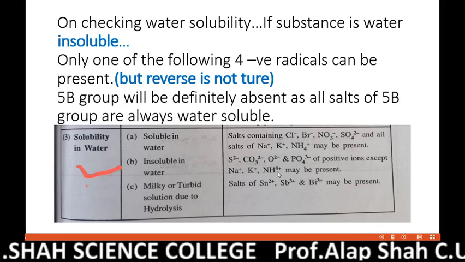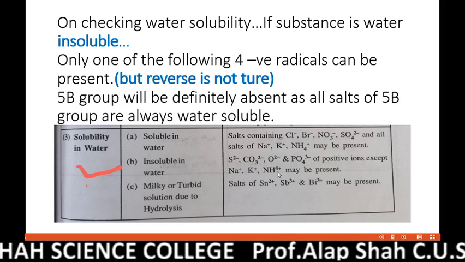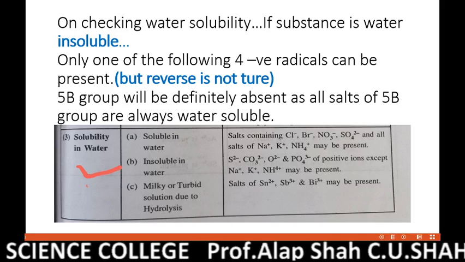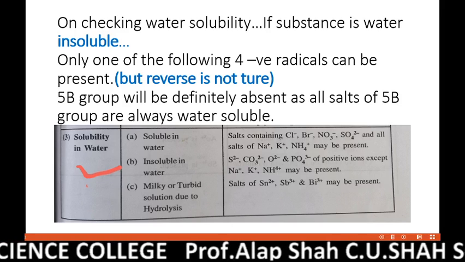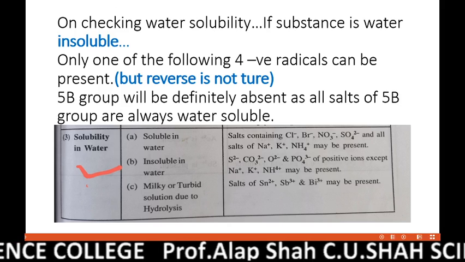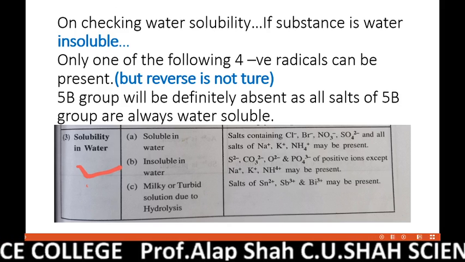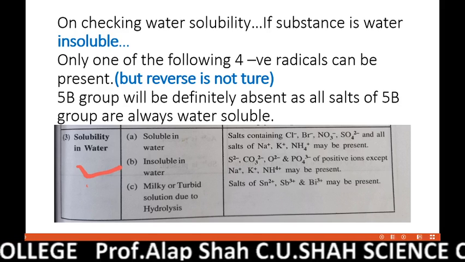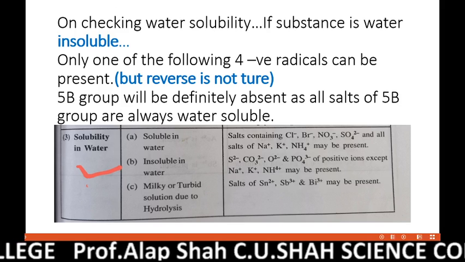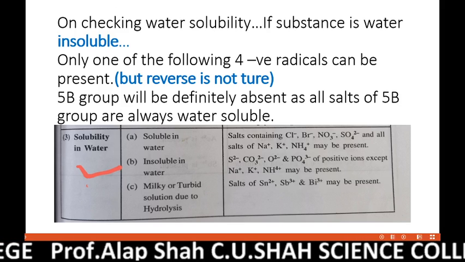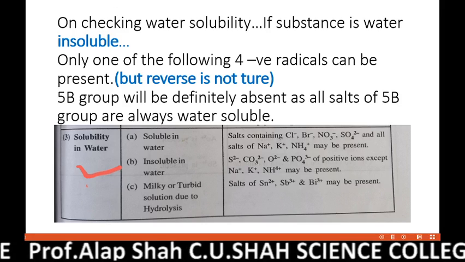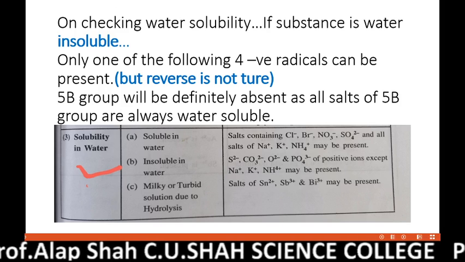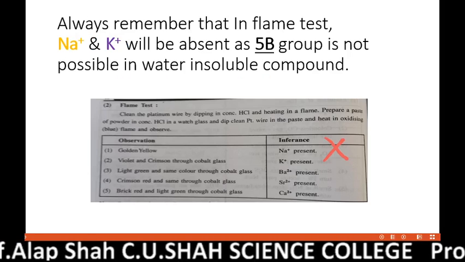NH4 plus, we call it a 5B group. So you should remember that because the salts of sodium, potassium and ammonium ions are always water soluble. So whenever your compound is water insoluble, these ions Na plus, K plus, NH4 plus will be definitely absent. So this is a very important point, and immediately it should strike when you check the solubility.